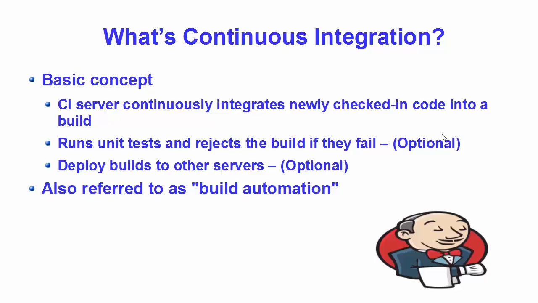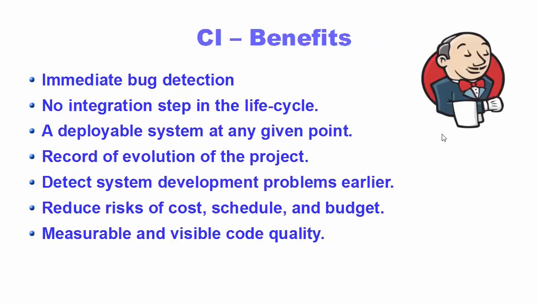So now let's talk about some of the benefits or advantages of a CI system. A CI system enables immediate bug detection. A bug will be detected if some test fails or your build fails, and then the CI system is going to deploy your code if your tests and your build pass. So at any given point you have a deployable system.